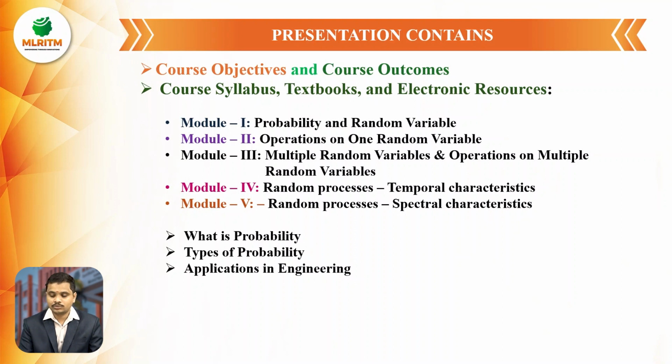Course syllabus, textbooks, and electronic resources available for studying probability theory and stochastic processes, and the different modules in probability theory and stochastic processes, are also discussed here. Module 1, probability and random variables; operations on random variables; multiple random variables and operations on multiple random variables; random process; and random process with respect to temporal characteristics and spectral characteristics. These are the 5 modules we have discussed in the overall PTSP subject.